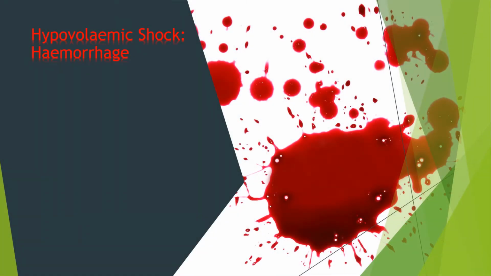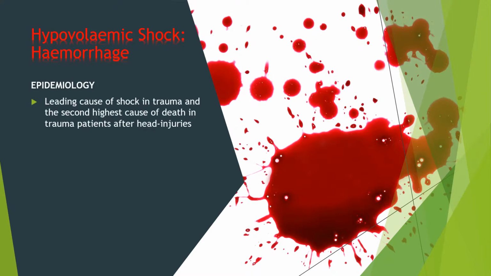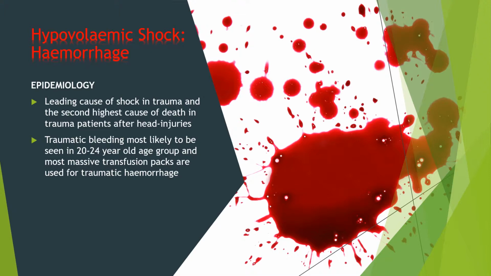So let's start with hemorrhagic hypovolemic shock. The epidemiology of hemorrhagic shock is interesting. It's the leading cause of shock in trauma, and it's the second highest cause of death in trauma patients after head injuries. Bleeding in trauma is most likely to be seen in the 20 to 24-year-old age group, but typically, people less than 40 or so are the main demographic seen in traumatic bleeding.